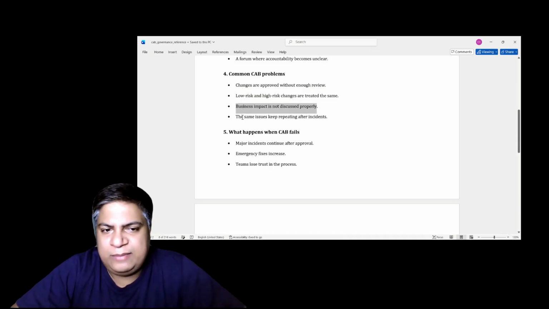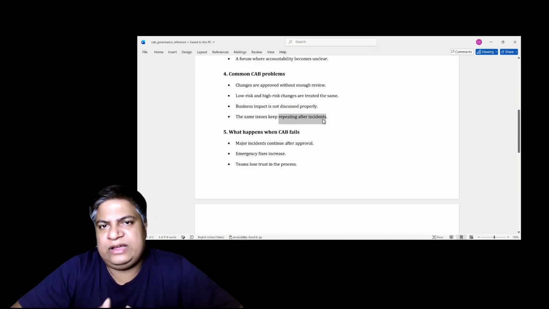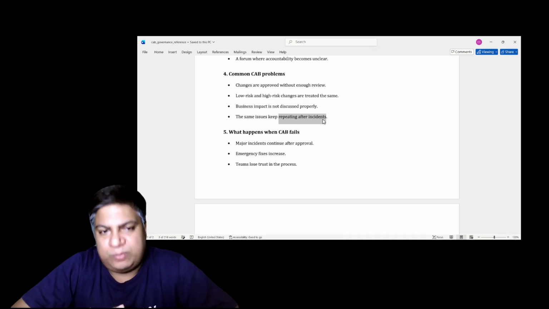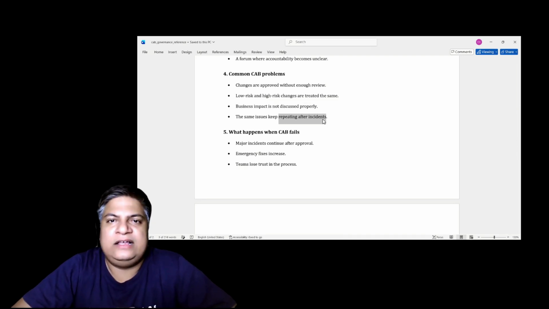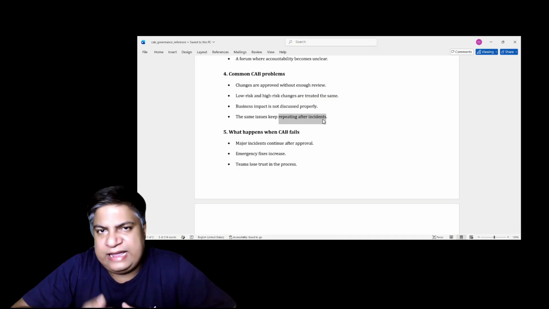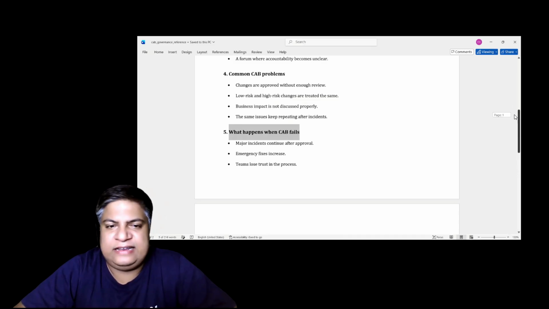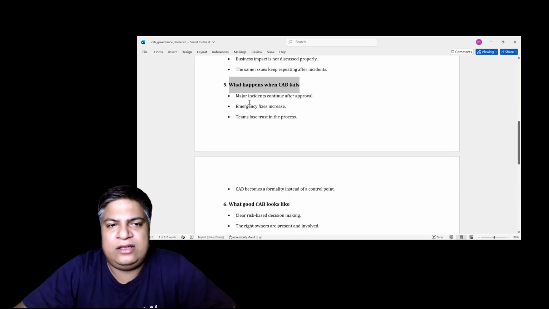And then the same issue keeps repeating after incidents. If we are not doing good governance, if we are not discussing things properly in the CAB meetings themselves, then obviously the same incident may occur again and again, and it may become a major incident. Then what happens when the CAB fails? Obviously, when there is less governance or no governance, major incidents continue.